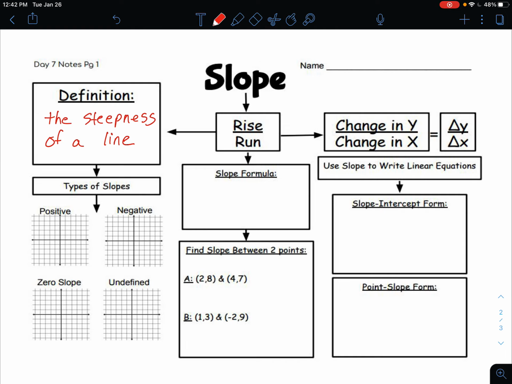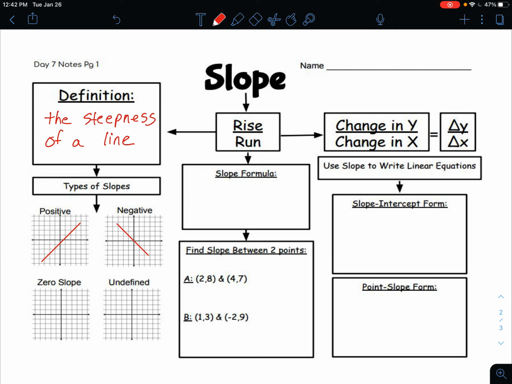Now we can have four different types of slopes. The most common ones would be positive and negative. If it is positive, that means from left to right, you are increasing. If it is negative, from left to right, you are decreasing. You're going down. If it is a zero slope, that means that it is horizontal, so straight across.